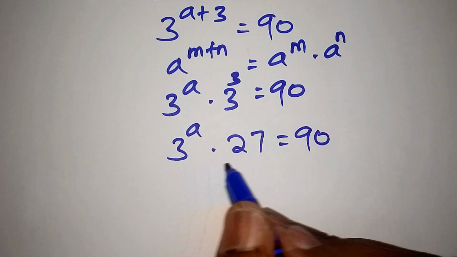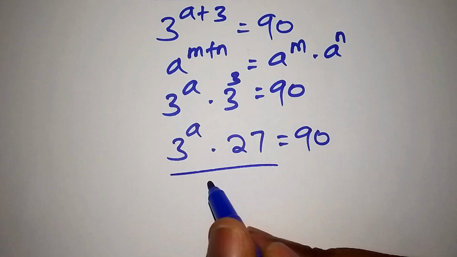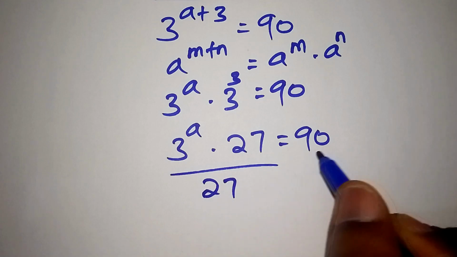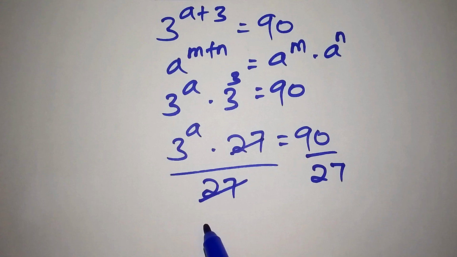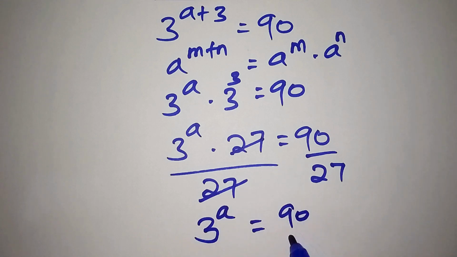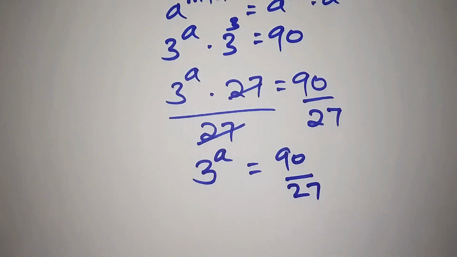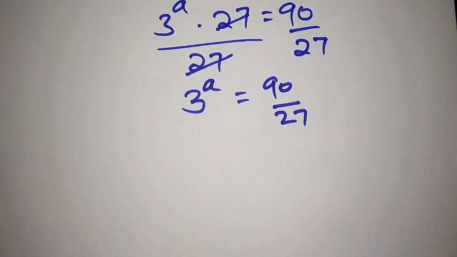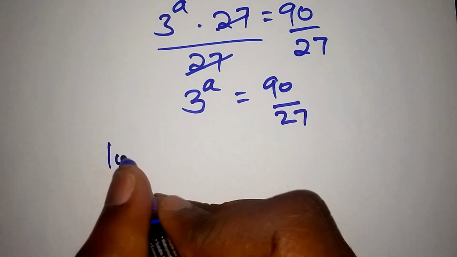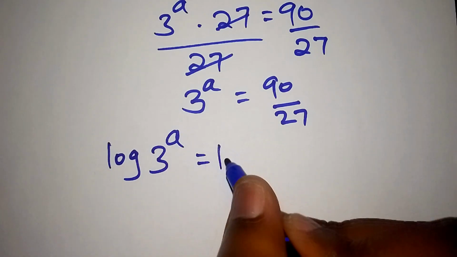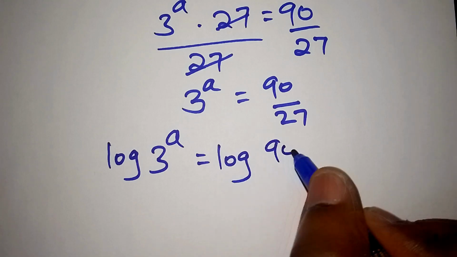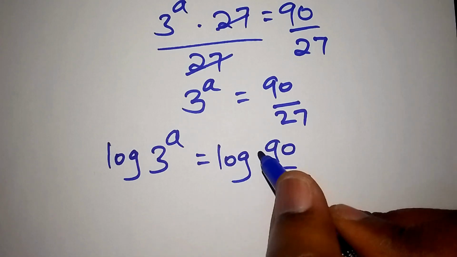From here we shall divide both sides by 27 so that we remain with 3 to the power of a. So that 27 and 27 shall cancel. Now 3 to the power of a is equal to 90 all over 27. In order for us to work it out very fast, we need to introduce the log on both sides. So here we shall have the log of 3 to the power of a is equal to the log of 90 all over 27.